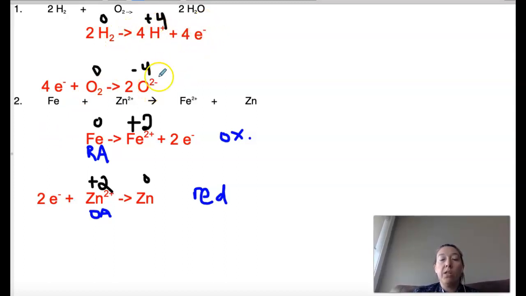Now I want to assign oxidation and reduction. So again, my electrons are over here on the product side. That means I've lost them. So this is my oxidation half reaction. Because it's my oxidation half reaction, that must mean that hydrogen is my RA, because they're opposite to each other. Okay, here for the oxygen, we have those electrons over on the reactant side. That means we gained them. So this is my reduction half reaction. Because this is my reduction half reaction, that must mean that oxygen is my OA.